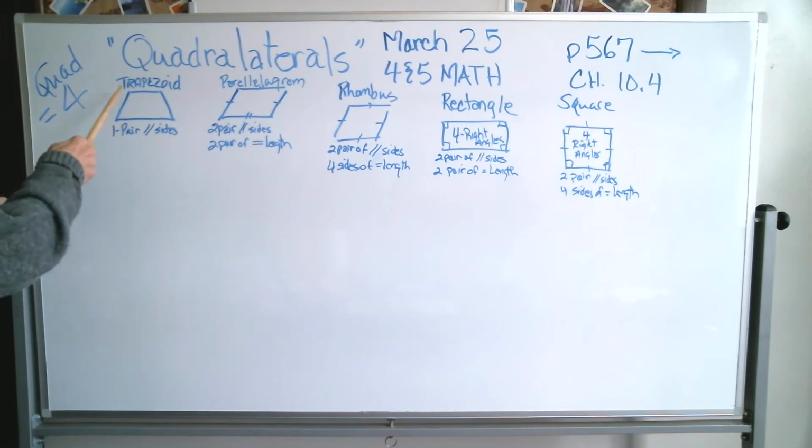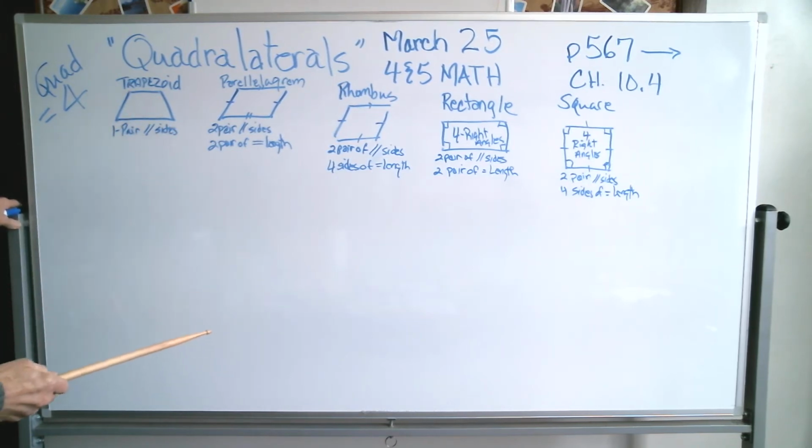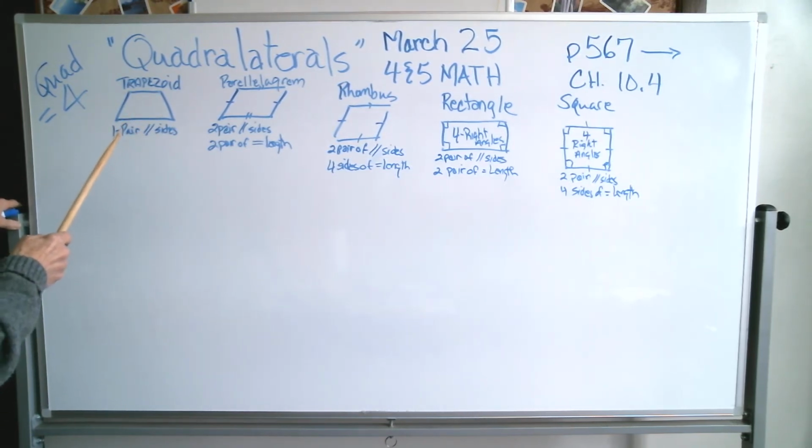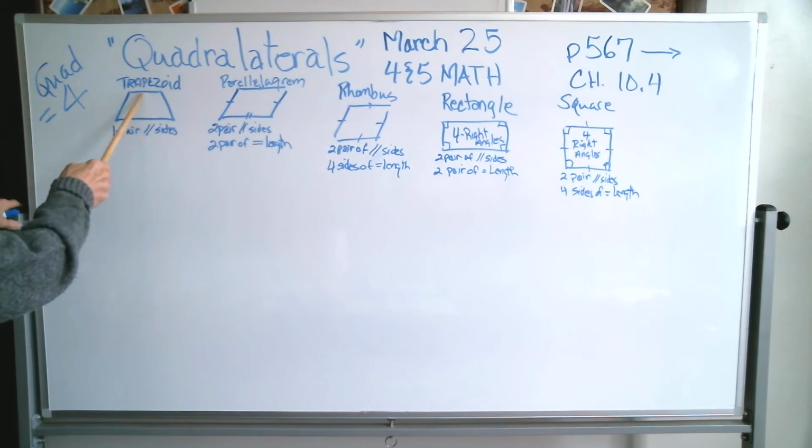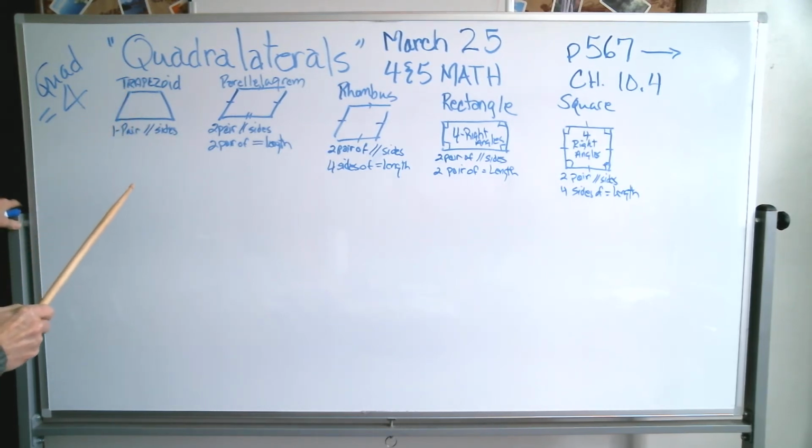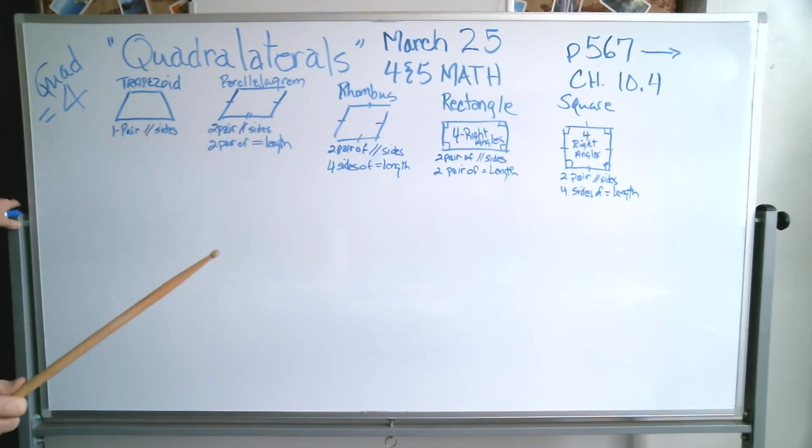A trapezoid is a quadrilateral. It has four sides, but only one pair of these sides are parallel. The other two sides are not parallel. So a trapezoid is defined by the fact that only one pair of the sides, or the laterals, are parallel.